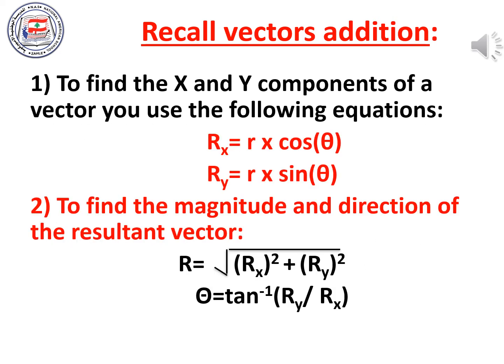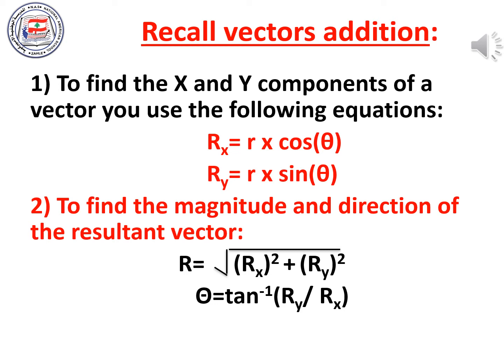In order to find the x and y components of a vector, we use the following equations. Rx, which is the x component, is equal to r times cosine theta. R is the magnitude of the vector and theta is the angle of the vector, the direction of the vector relative to the horizontal. Ry, which is the y component, is equal to r times sine theta. So it is the same, but the difference is that here we use sine and not cosine. R is the magnitude of the vector and theta is the angle relative to the horizontal.